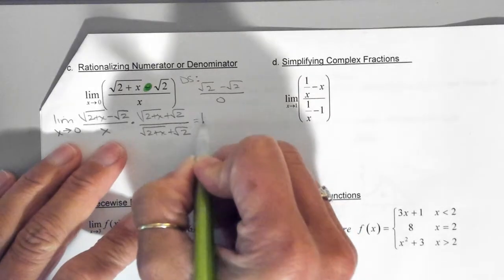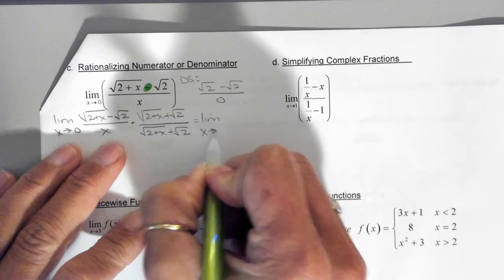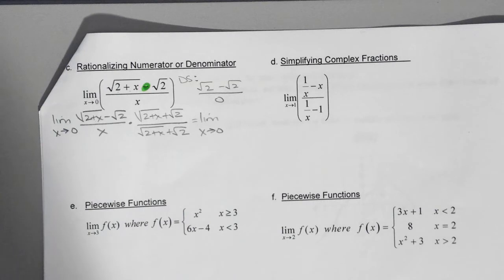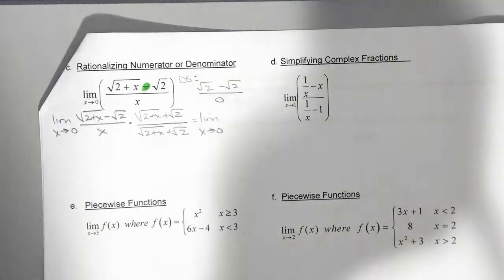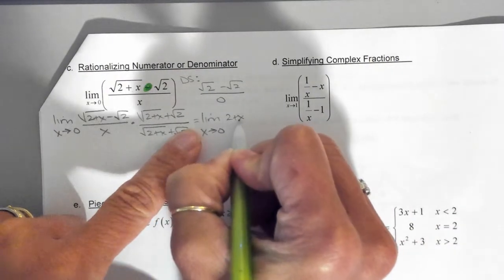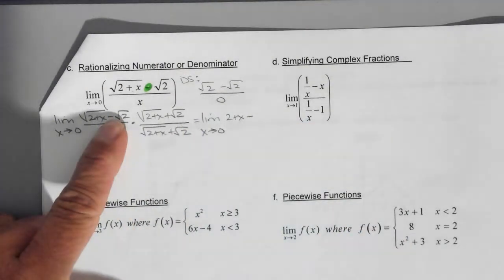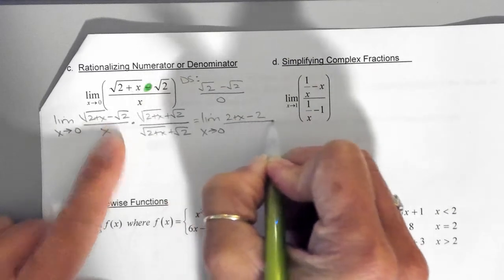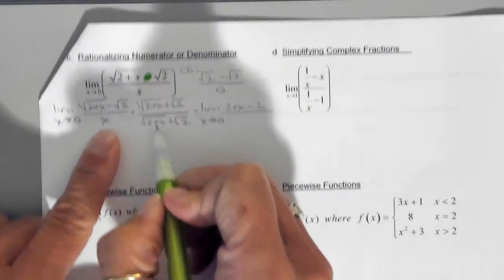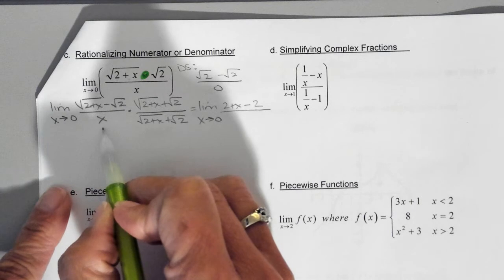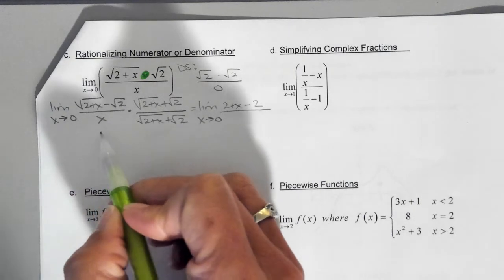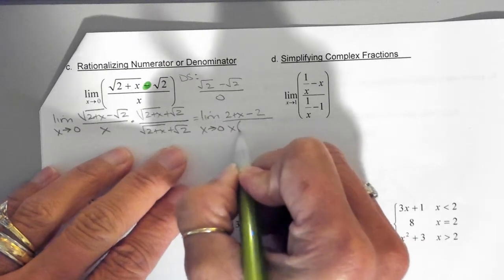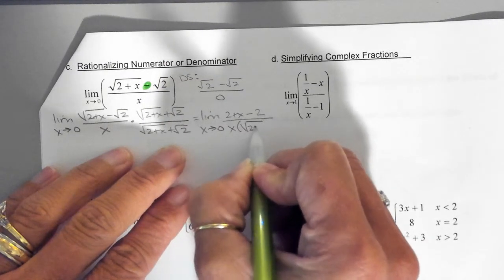So what we have is the limit as x approaches 0. What is the square root of 2 plus x times itself? 2 plus x, minus 2. Divided by, do not multiply this out, because what I really want is for that x to go away. If you multiply it out, then I have more x's than I want. So just write it as a product: x times your conjugate.